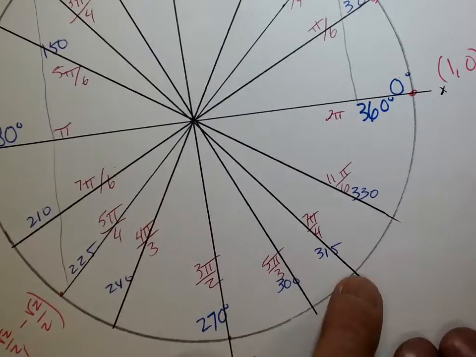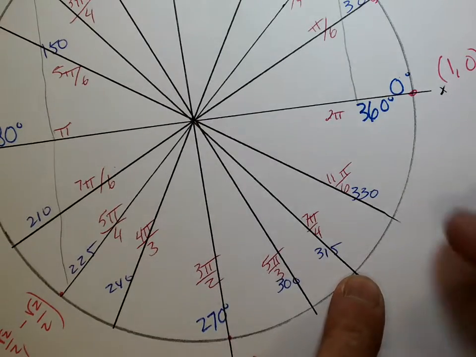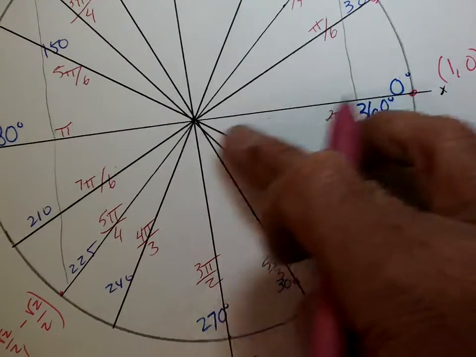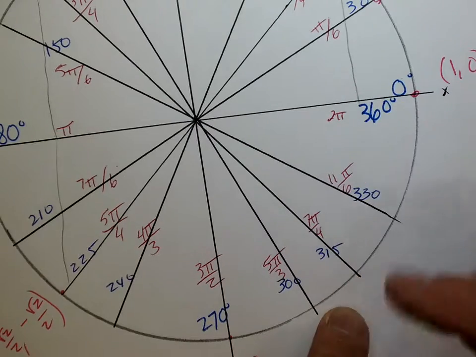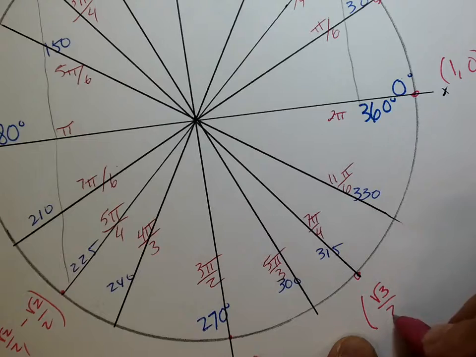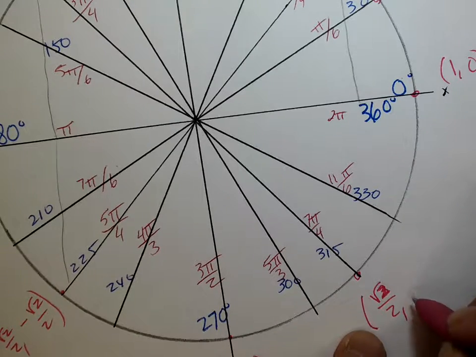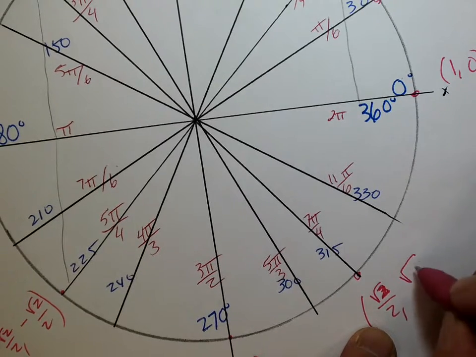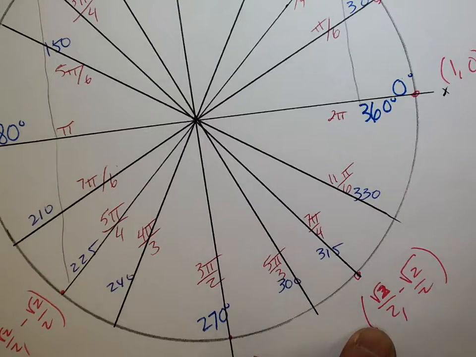So then if I go to 315, it's the same 45, 45, right? But it's over forward in x, and then down in y. So it would be a positive square root of 2 over 2, and a negative square root of 2 over 2. So you can see all the 45s.